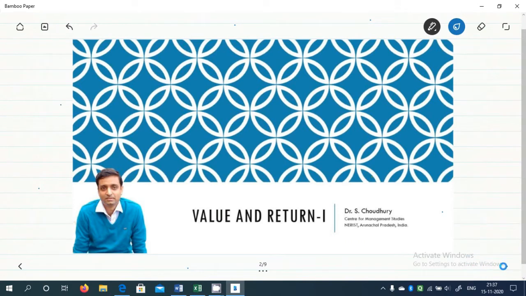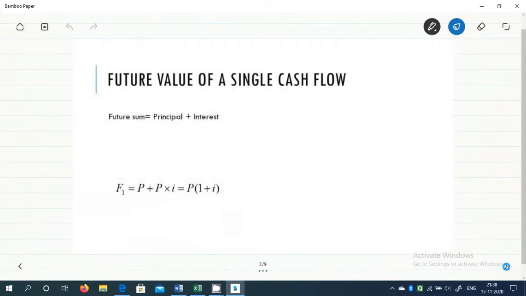Mostly in this first session we'll be discussing the factor of compounding, that is the process of calculating the future value of cash flows, and then discounting, the process of calculating the present values of cash flows. So first we'll see compounding, that is the future value of a single cash flow.